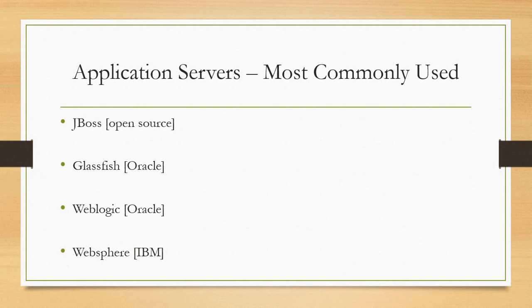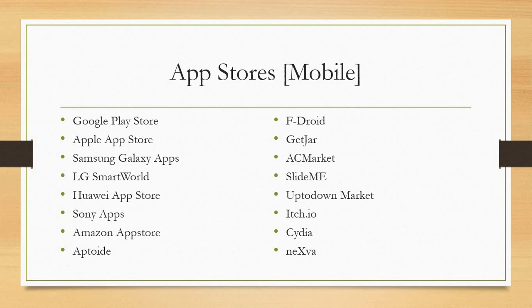There are four most commonly used application servers: JBoss, which is open source, which means free, and downloaded easily for you. Glassfish and WebLogic are through Oracle, and WebSphere is through IBM.